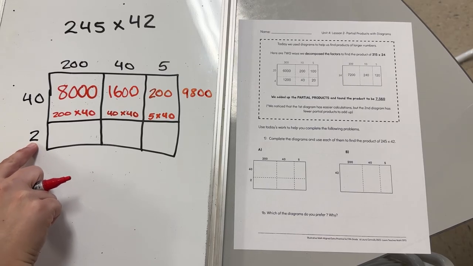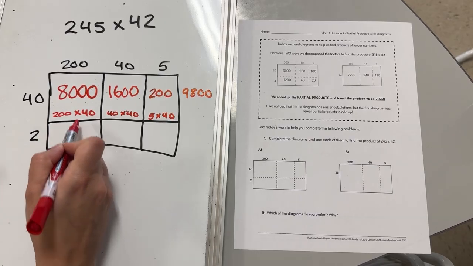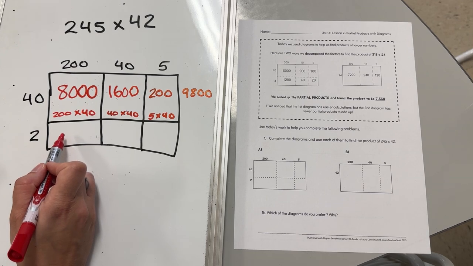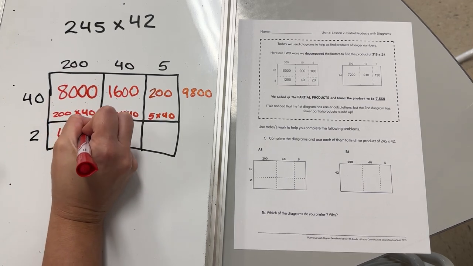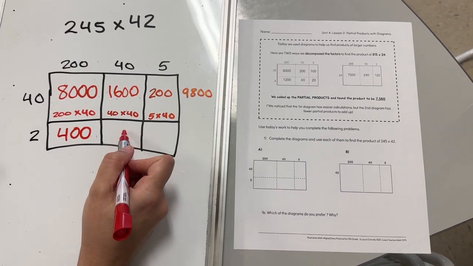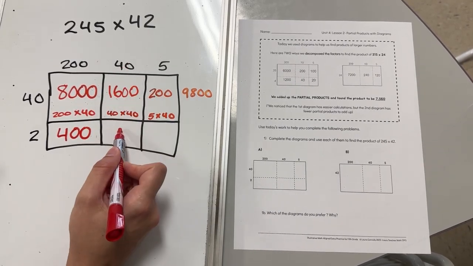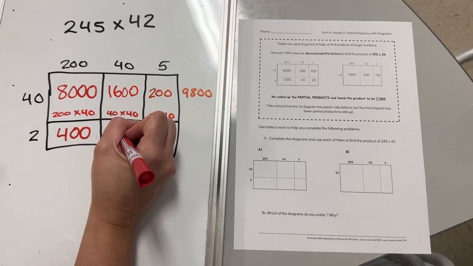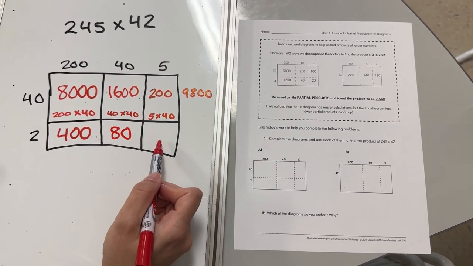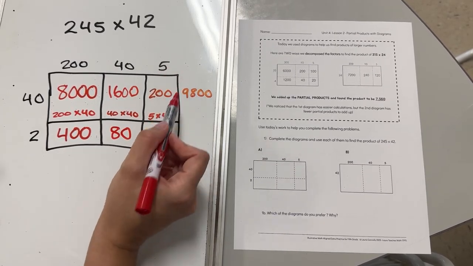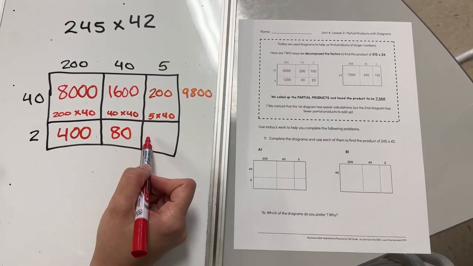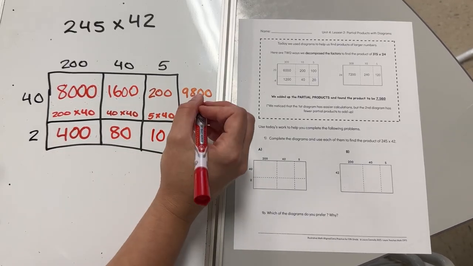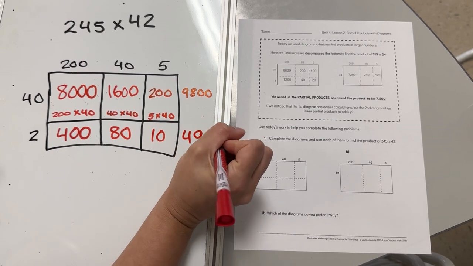Now I'm going to repeat the process on the bottom, noticing that on the left, I now have a 2 instead of a 40. So on my bottom square, I look up and see 200. I look left, I see 2. 200 times 2 is going to give me 400. In my next box, I look up, I see 40. I look left, I see 2. 40 times 2 is 80. And in my last box, I look up, I see 5. I look left, I see 2. 5 times 2 is 10, which means that my bottom row is going to be 490.